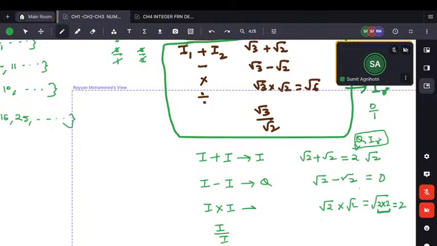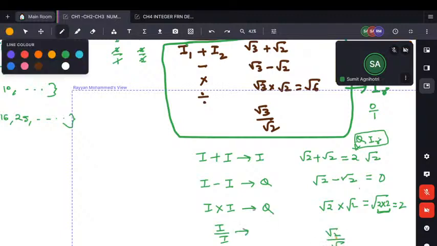And what about this last scenario? Can you tell me what you will get if you divide root 2 with root 2 itself? Root 2 over root 2. What will you get if you divide root 2 with root 2?